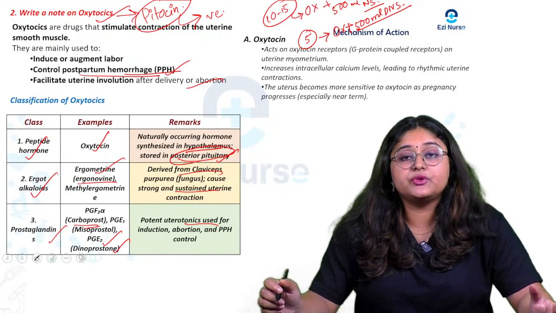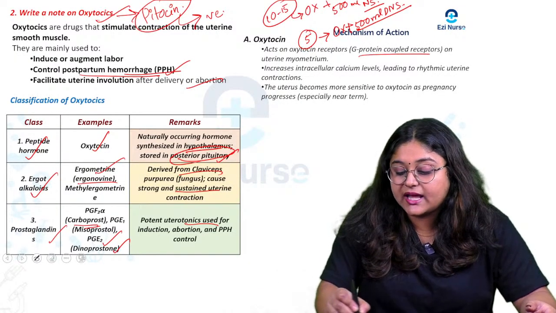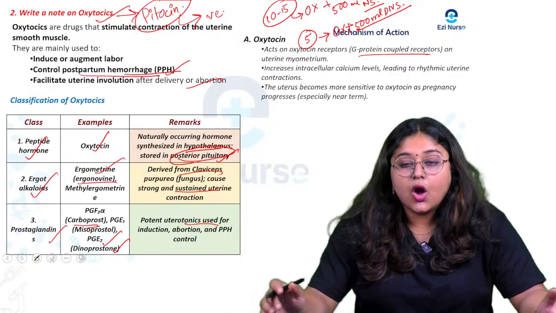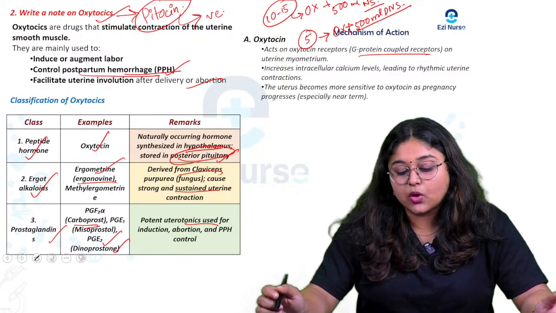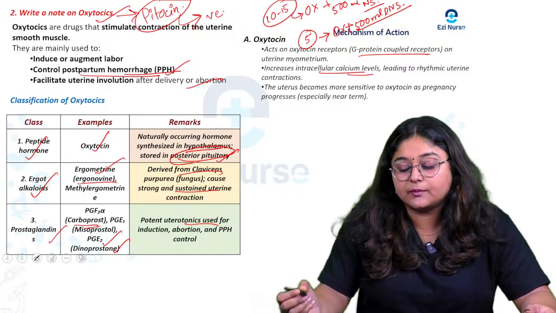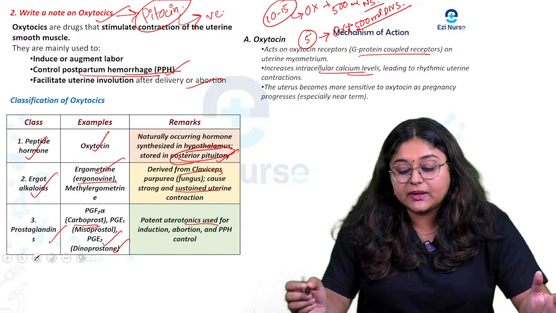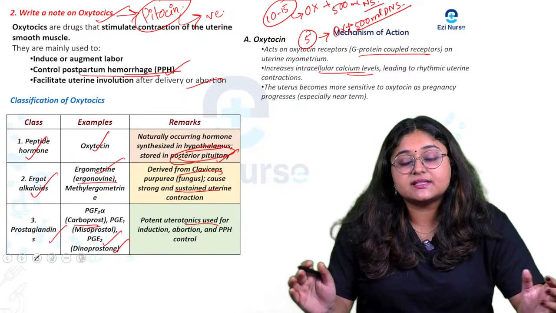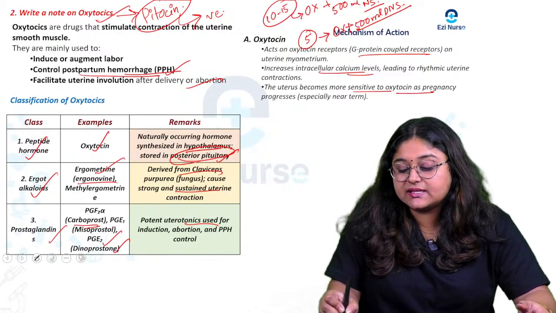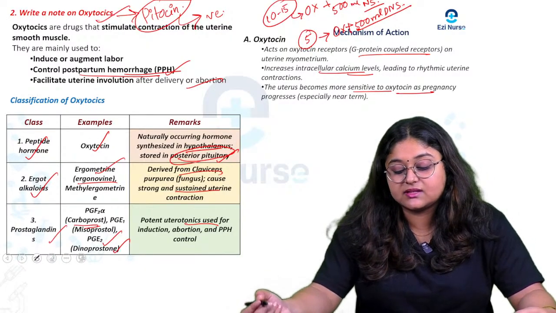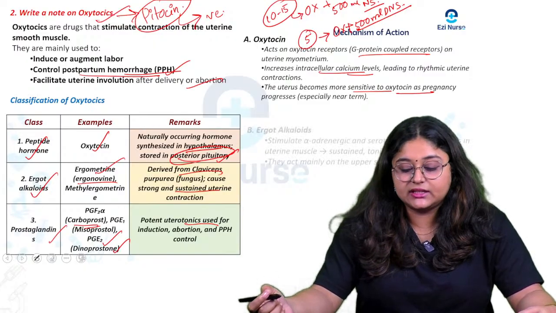So oxytocin acts on the oxytocin receptor, a G protein coupled receptor on the uterine myometrium, and it also increases the intracellular calcium level, which leads to rhythmic uterine contraction. The uterus also becomes more sensitive to oxytocin as the pregnancy progresses, especially near term.